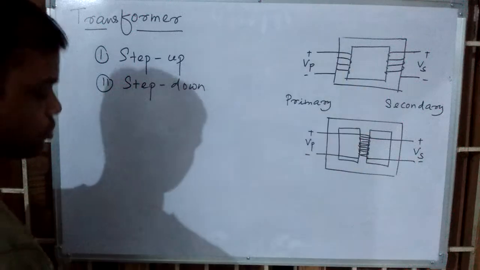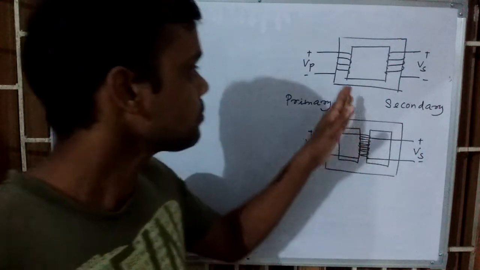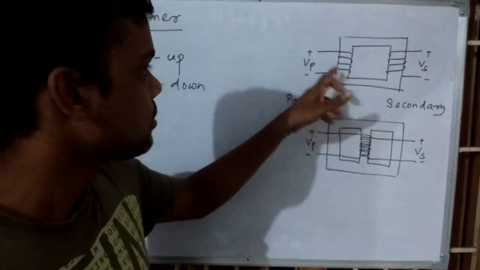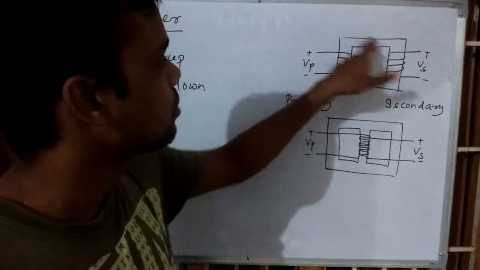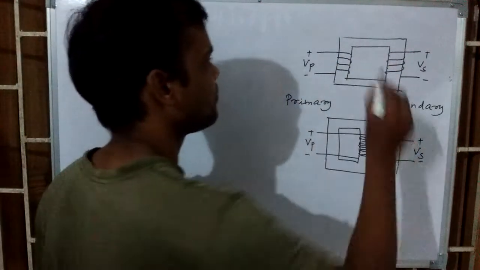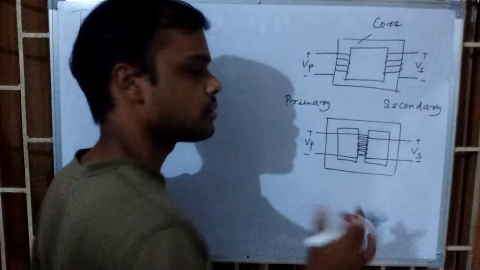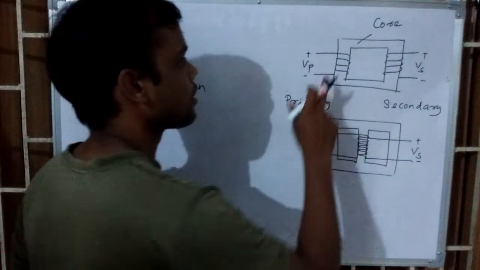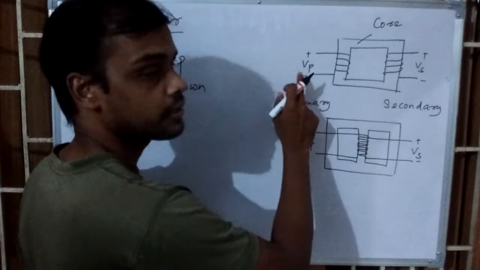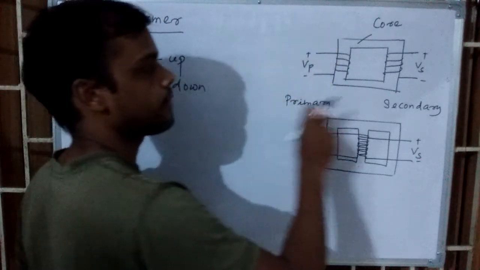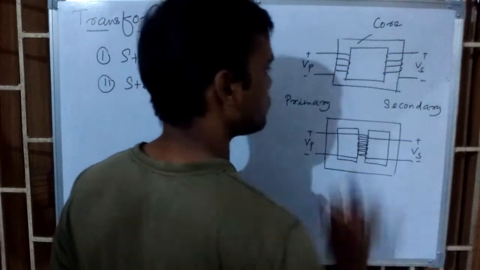So here are the two constructions of the transformer. The only difference here is, let me first discuss what all these things are. This is called the core. This frame is called the core. It is normally made up of soft iron. And this is a winding. This winding is called the primary winding. The input is given from this side. This is the secondary winding and the output is taken from this one.